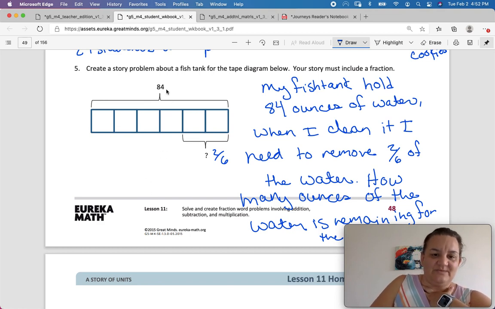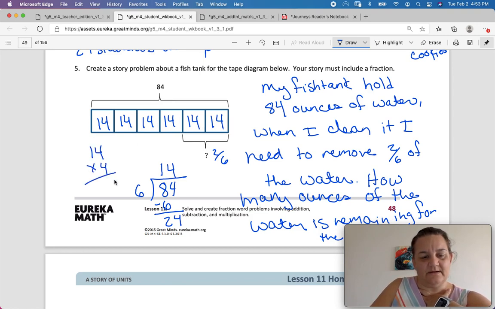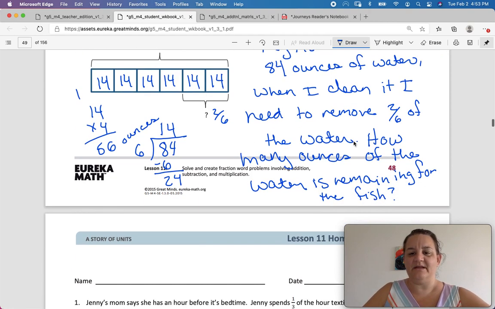So first of all, I have to figure out what is 1/6. So 84 divided by 6 goes in 1 time, that's 6, and then my remainder is 24. 6 goes into 24 4 times, so there's 14 ounces in each 1/6 of the tank. And if I'm taking out 2/6, that would be 28. How much am I leaving in? So that's 1, 2, 3, 4. So 14 times 4 would be 16. Carry the 1, 4, 56 ounces. So what's the answer to my problem? How many ounces of the water is remaining for the fish? 56 ounces. If you have a better story problem, I would love to hear it.